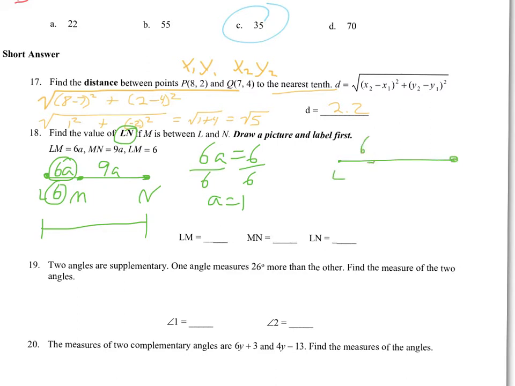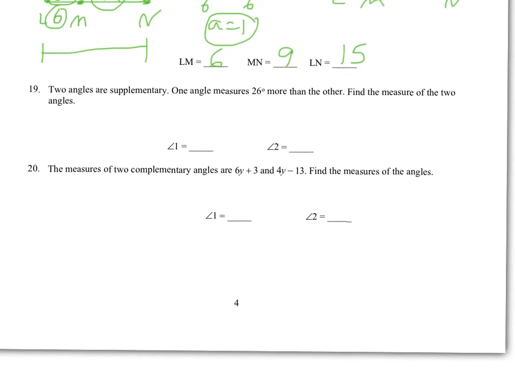Lm is 6, and Mn is 9 times a. We found out a was 1, so 9 times 1 is 9. Add those two together and we can find Ln to be 15. And then we have 9 and we have 6. So those are your answers on number 18.